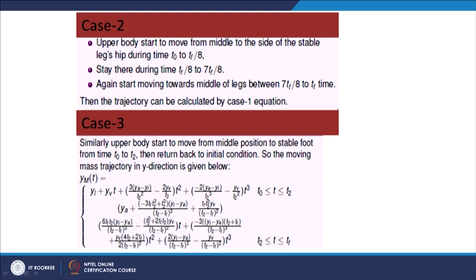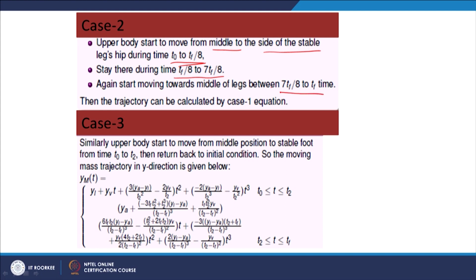Case 2 of the upper body motion is dividing the time T0 to Tf by 8. During the first 1/8 of the time it starts from the middle of the hips and goes to the side of the stable leg, and it stays there from Tf by 8 up to 7 Tf by 8, that is the rest of the time.